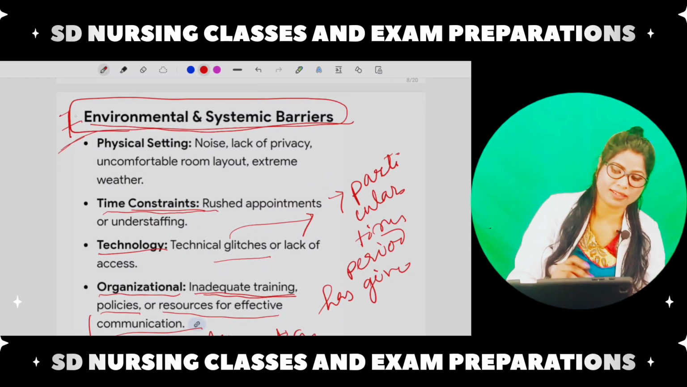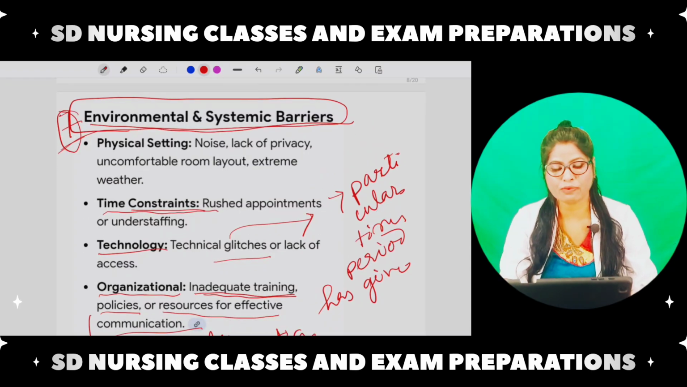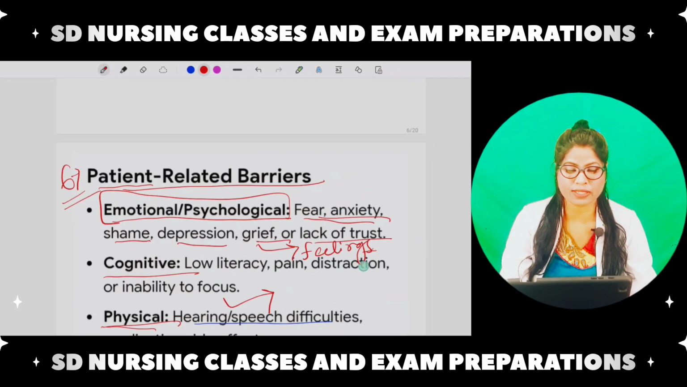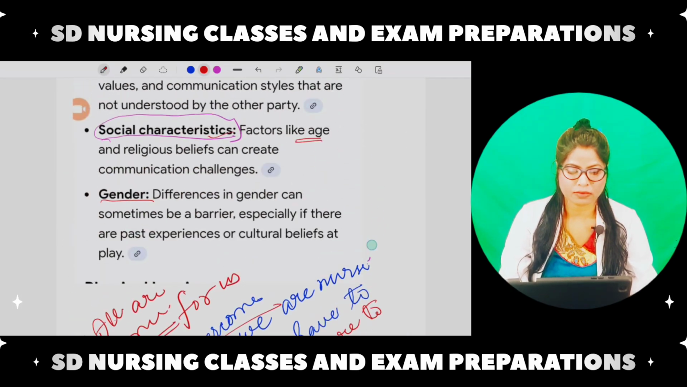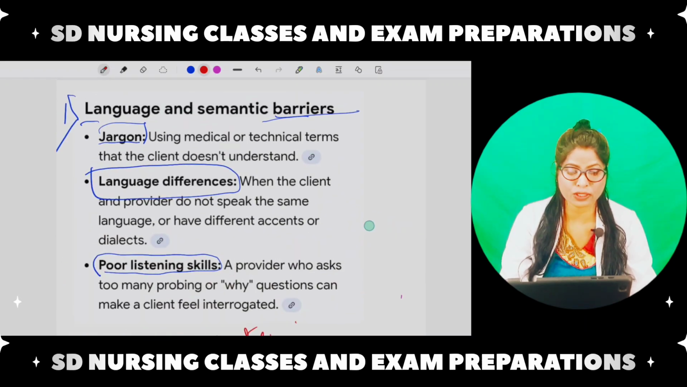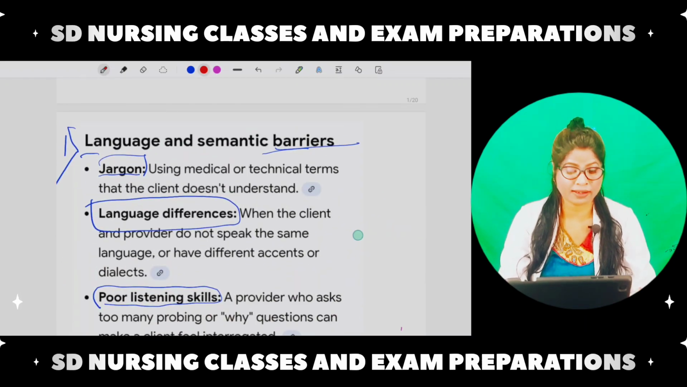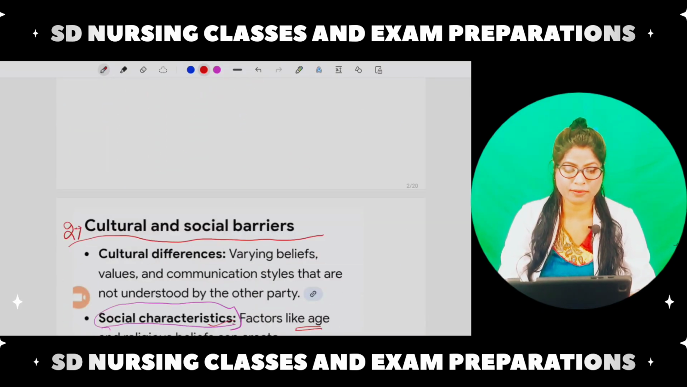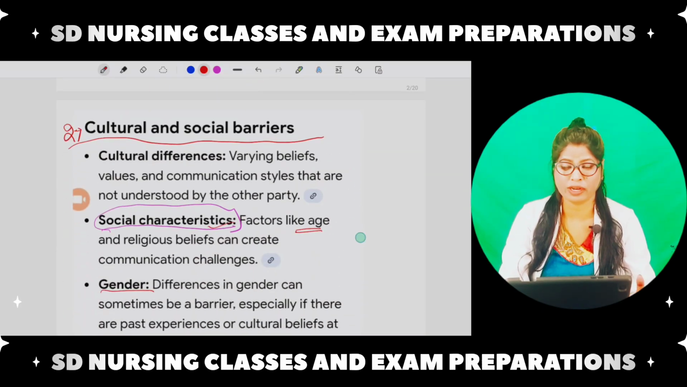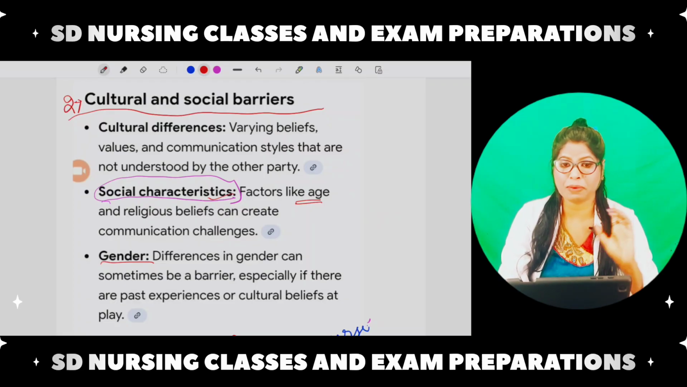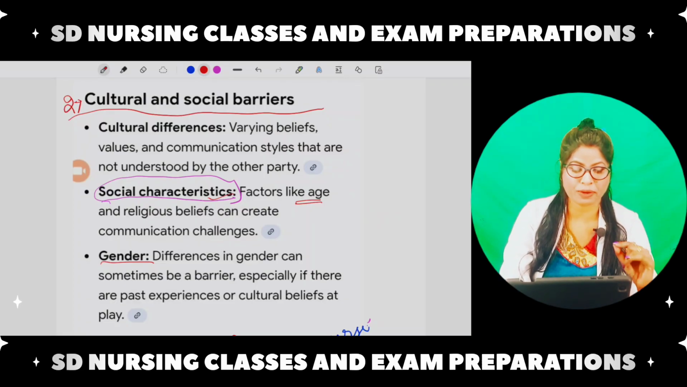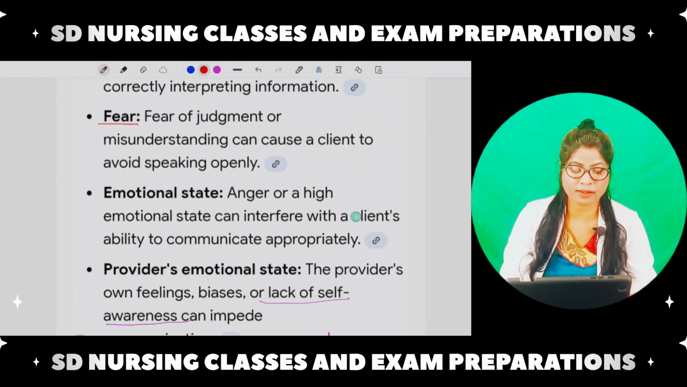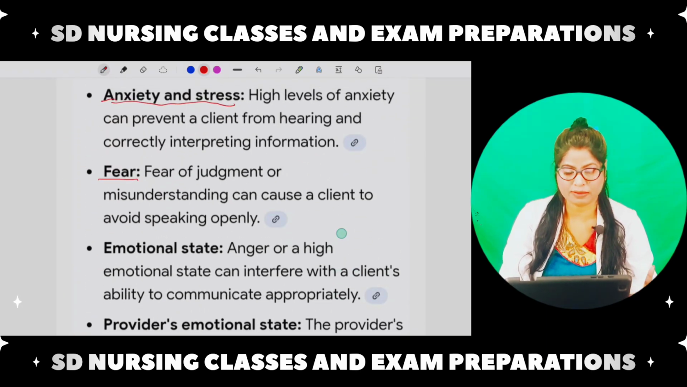So this is the last, the seventh one. There are 7 types of barriers, and environmental and systemic barrier is the last one. Very shortly we will review. First is the language and semantic barrier, where we saw jargon, language differences, and poor listening skills. Then the cultural and social barrier, which was also there in the patient barrier. Third is the psychological and emotional barrier, which has also been given two times.